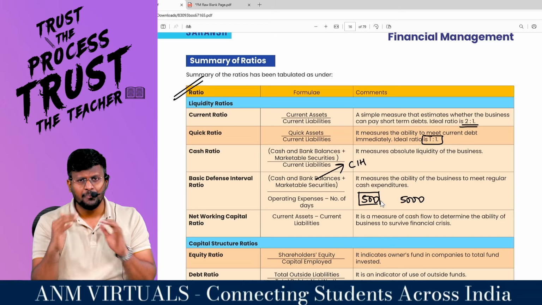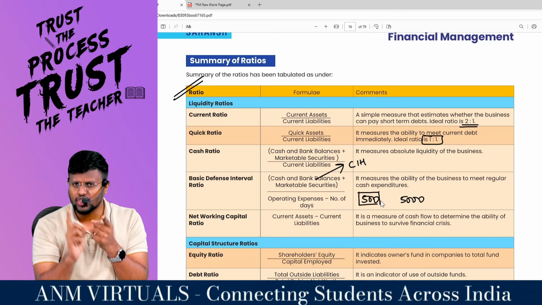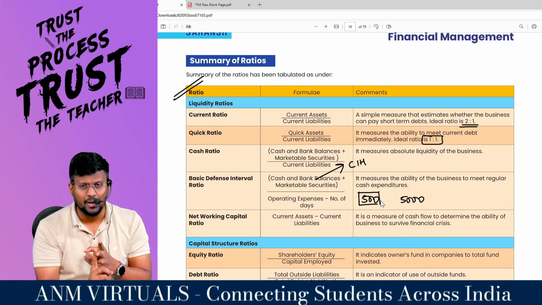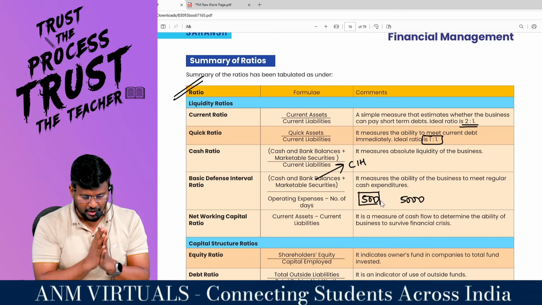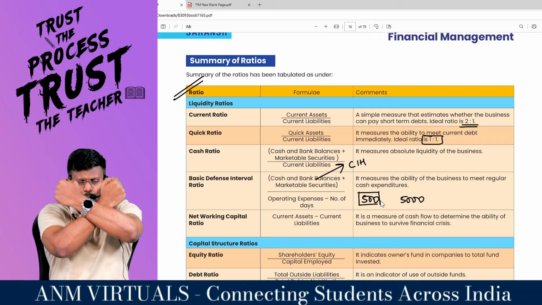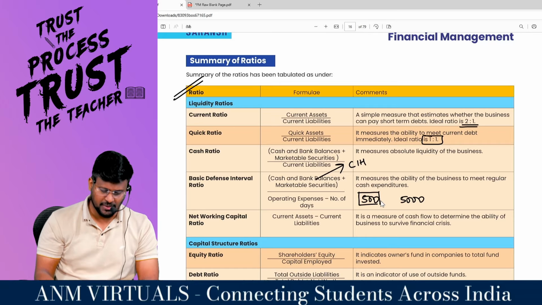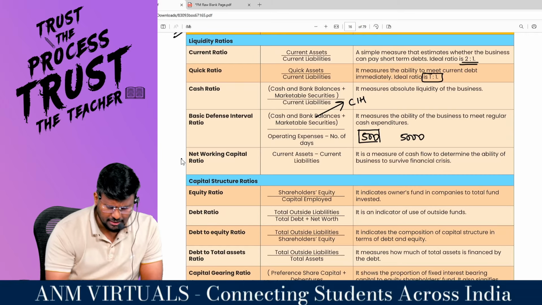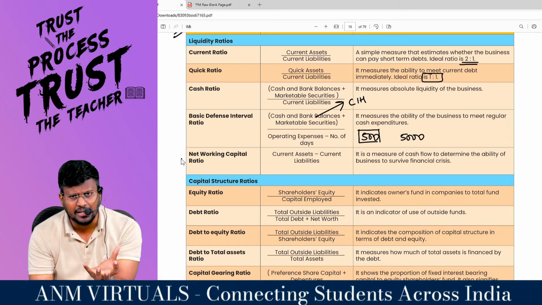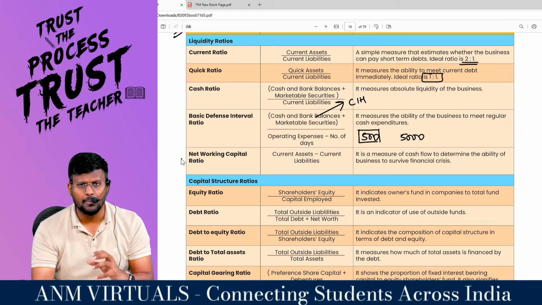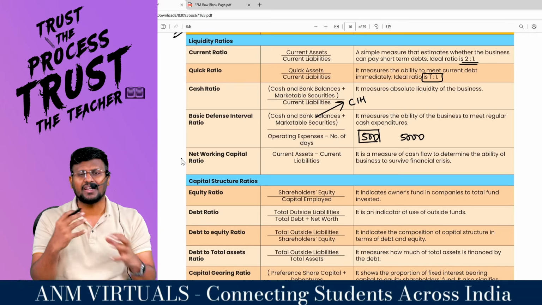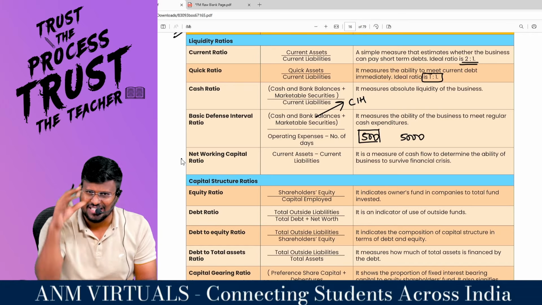Everything we are checking is in order to meet the current liability. How much current asset I have, how much quick asset I have, how much cash I have. Basic defense interval means how much cash is available divided by operating expenses per day. Next is net working capital, which is total current asset minus current liability. That is what I have invested in the business as net working capital.